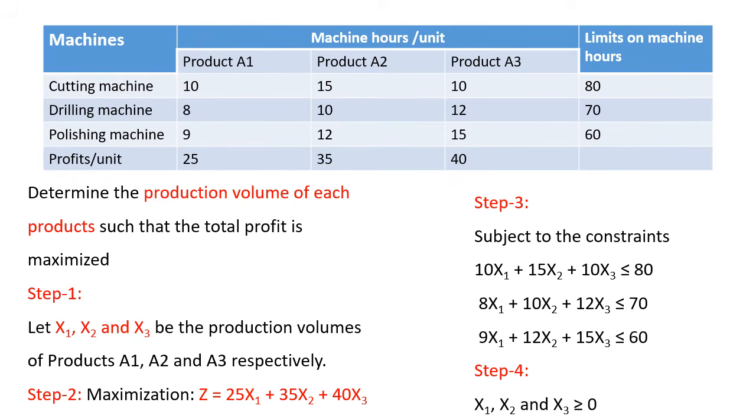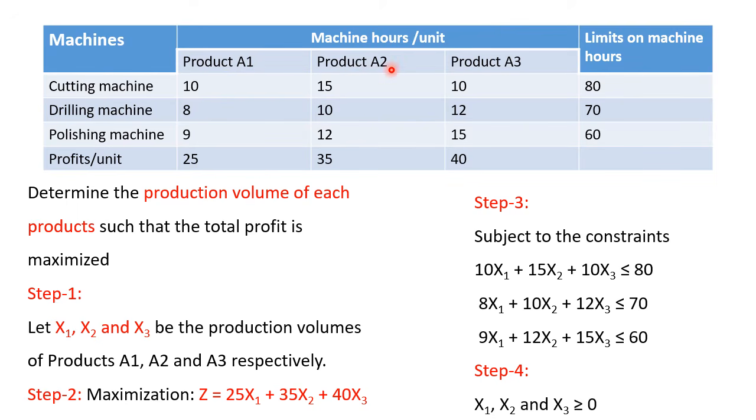Before formulating the linear programming model, it is better to put all the data in a table so as to ease the formulation. So it is presented in this table like this. The cutting machine, drilling machine, and polishing machine are listed here, and product A1 requires 10 hours from the cutting machine, 8 hours from the drilling machine, 9 hours from the polishing machine, and we can make a profit of 25 by selling a single product of A1.